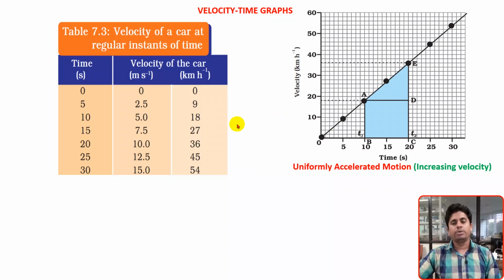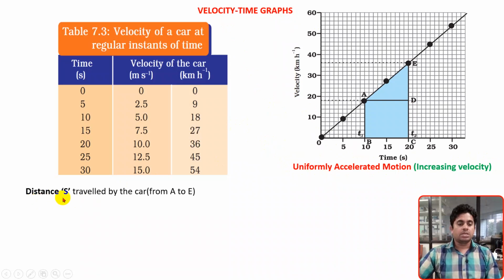Hello everyone. We were discussing the velocity time graph for uniformly accelerated motion, for an object having an increasing velocity. In the last video we talked about the distance traveled by the car from A to E. I want to calculate the distance when the object has traveled from point A to point E on this graph. Sorry, this is the velocity time graph.